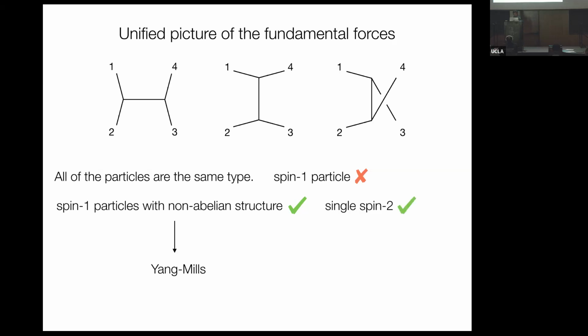Now suppose we said, okay, what about spin 2? If we assume a single spin 2 particle, just like we assumed this single spin 1 particle here, in this case it actually works out. A single spin 2 particle is allowed.